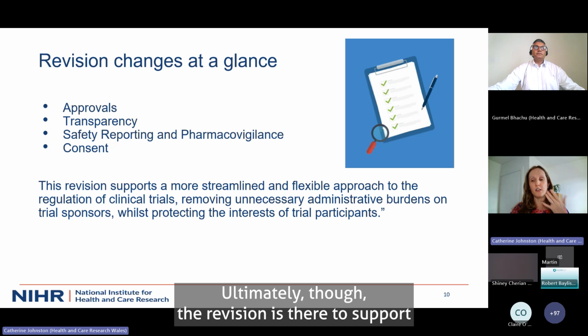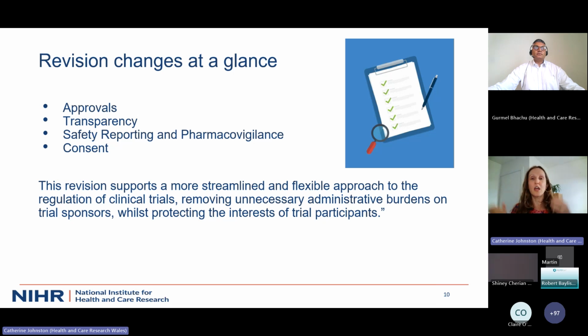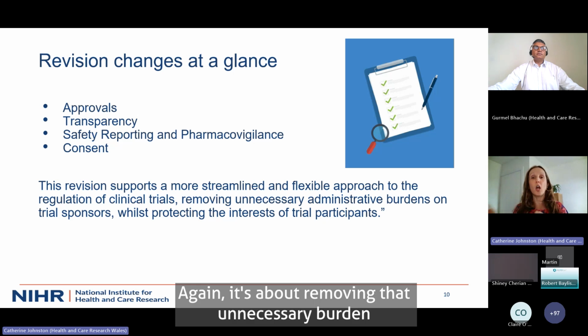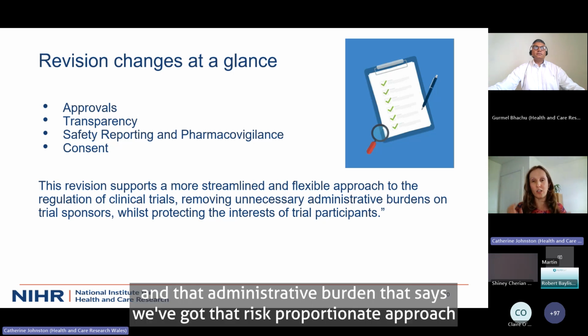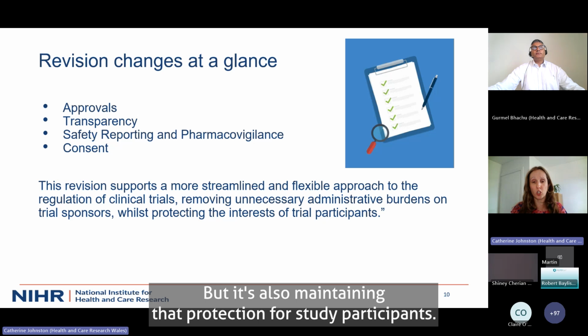Ultimately, though, the revision is there to support a streamlined and flexible approach to the regulation of trials. Again, it's about removing that unnecessary administrative burden that's there. So we've got that risk proportionate approach to make it easier for trial sponsors and also those running the studies, but it's also maintaining that protection for our study participants.